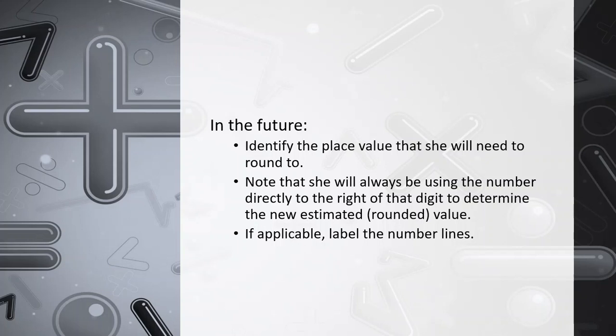In the future, it will be important to ensure that student A first identify the place value that she will need to round to, and secondly, note that she will always be using the number directly to the right of that digit to determine the new estimated or rounded value. And thirdly, if applicable, label the number lines.